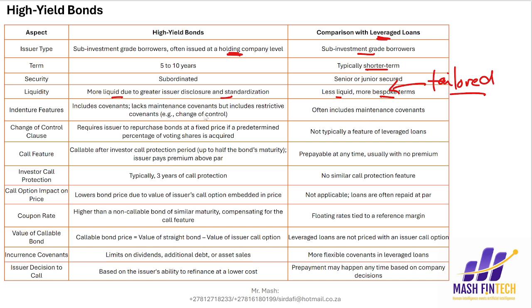In terms of indenture features, the high yield bonds include covenants. They sometimes lack maintenance covenants, but they would include restrictive covenants. And leveraged loans actually have maintenance covenants. What is the difference between maintenance covenants and the restrictive covenants in high yield bonds?